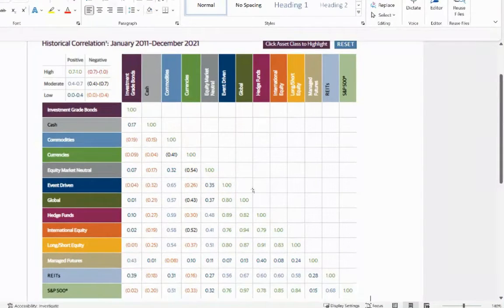coefficients look like. Here you see the S&P 500 on the far right, and also at the bottom. Of course, they're lined up at exactly +1. But when you look at the S&P 500 versus managed futures, you're at 0.15. And if we go into negative numbers here, international equity versus currencies is negative 0.52. That means 75% of the time, these two assets are moving opposite of each other, which by having those in your portfolio is going to dramatically reduce your risk.